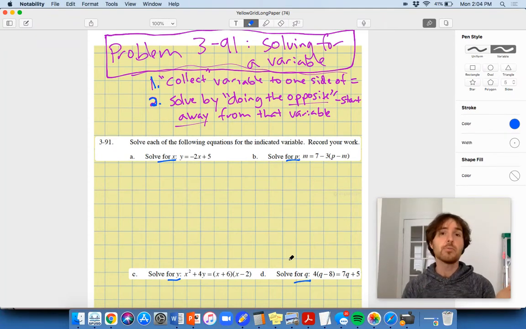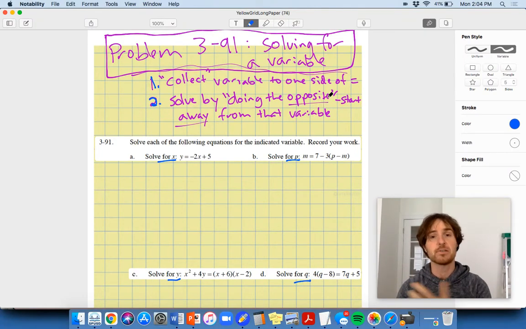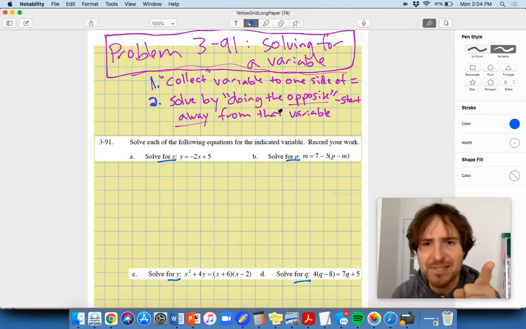If you can't get that variable by itself, if that variable exists on both sides of the equation, keep that in mind. Collect variables to one side of the equals. That's what you're going to do first. The second thing is you're just going to do your solving stuff. It just takes practice, and you get better at it as you do it more. You're going to solve by doing the opposite, right?